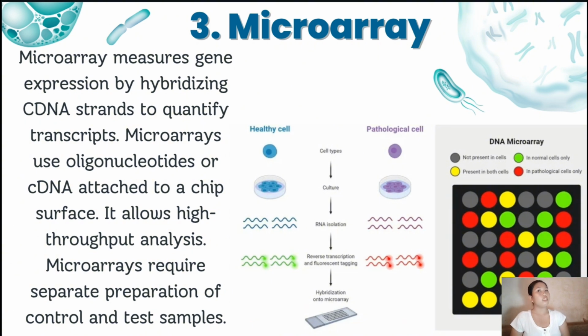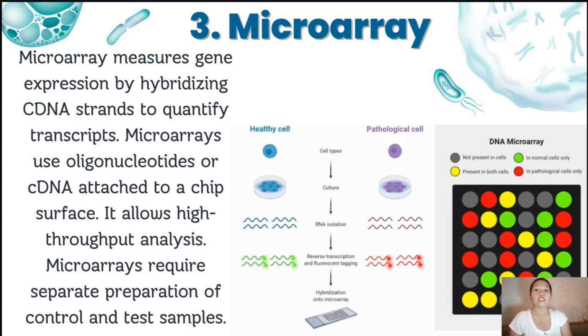Let's move on to the third method in measuring gene expression. So we have here the microarray. Microarray measures gene expression by hybridizing cDNA or the complementary DNA strands to quantify transcripts. Microarrays use oligonucleotides or cDNA attached to a chip surface, so it allows high throughput analysis. Microarrays require separate preparation of control and test samples.